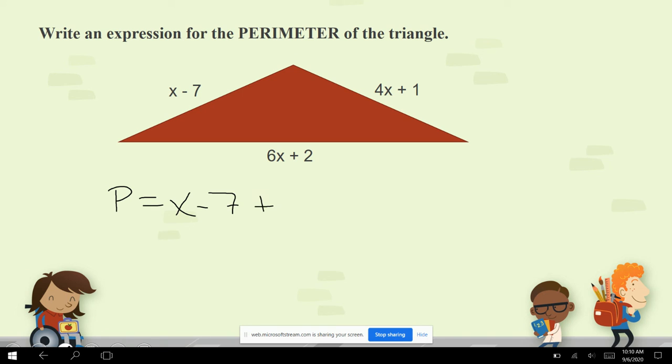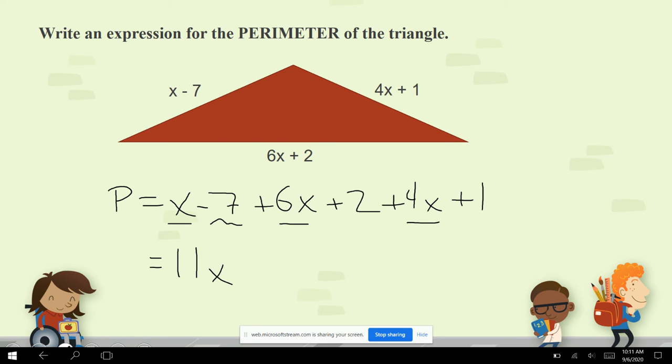So x minus 7 plus 6x plus 2 plus 4x plus 1. Because we are writing an expression, we do want that expression to be simplified, which means we need to combine our like terms. So x plus 6x plus 4x is going to give us 11x. Then we have negative 7 plus 2 plus 1. Negative 7 plus 2 is negative 5, plus 1 is negative 4. And our perimeter for that triangle is 11x minus 4.